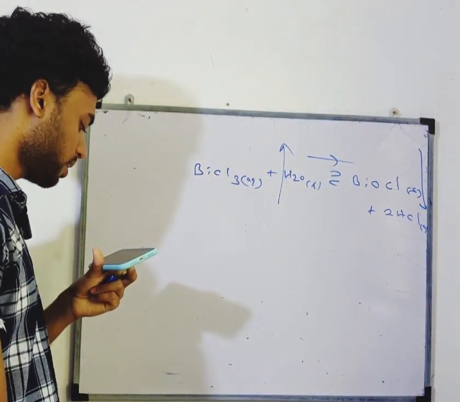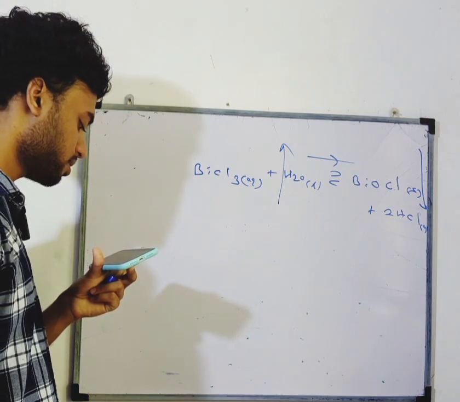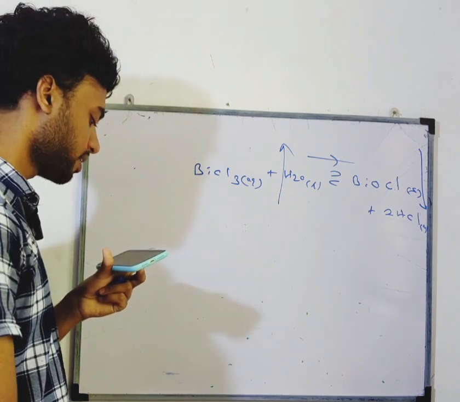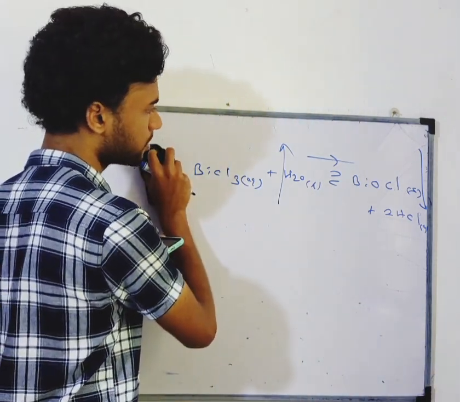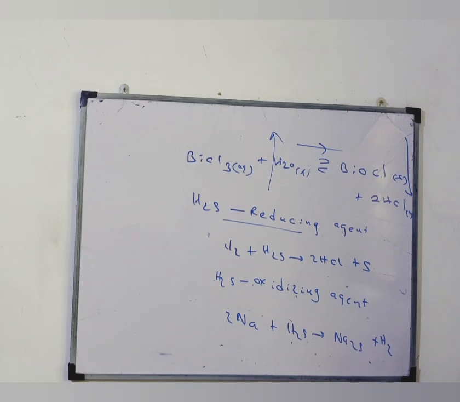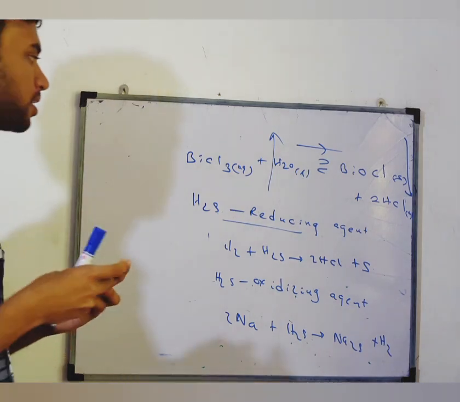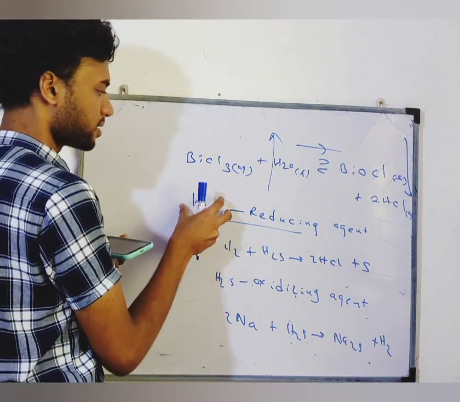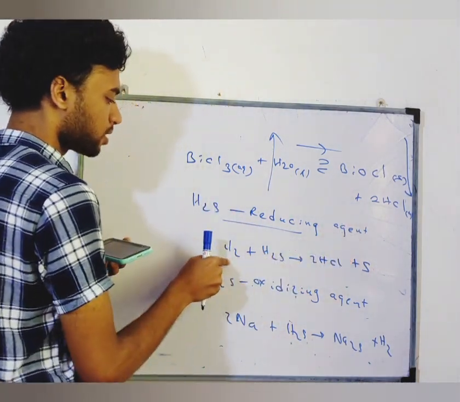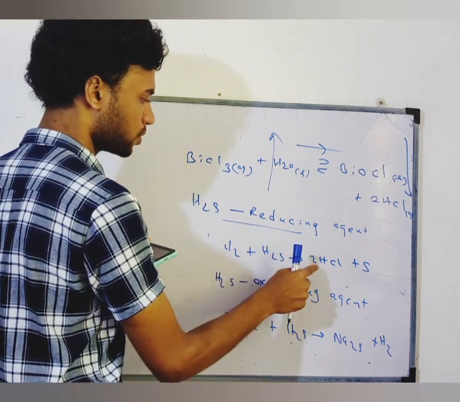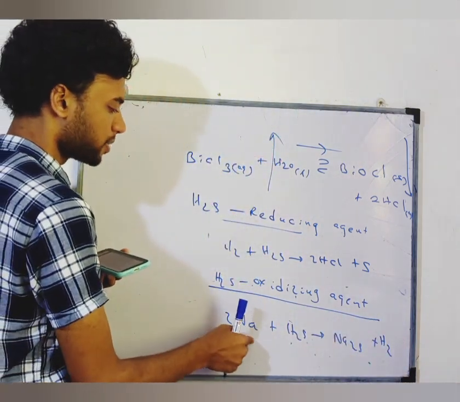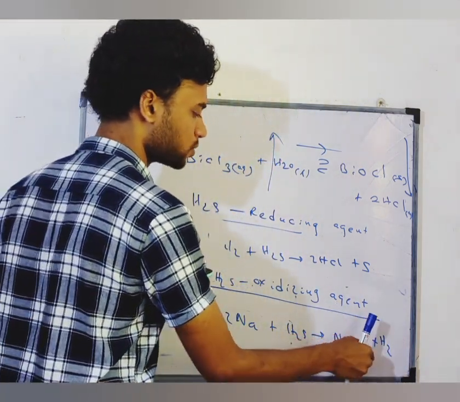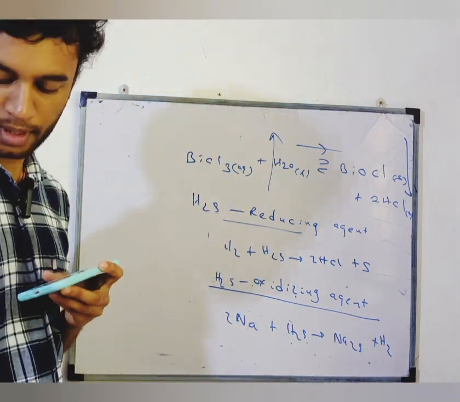Third statement. H2S gas can act both as an oxidizing agent and a reducing agent. What do you say? Look at this. H2S gas can act both as an oxidizing agent and reducing agent. Why is this possible? H2S acting as a reducing agent: Cl2 plus H2S gives you 2HCl plus sulfur. H2S acting as an oxidizing agent: 2 sodium plus H2S gives you Na2S, H2. Why is this possible?